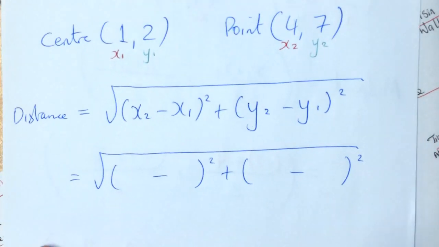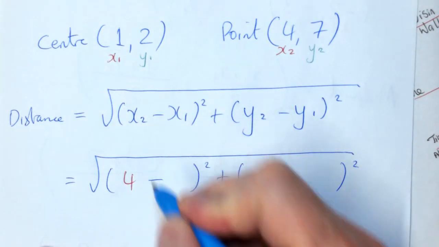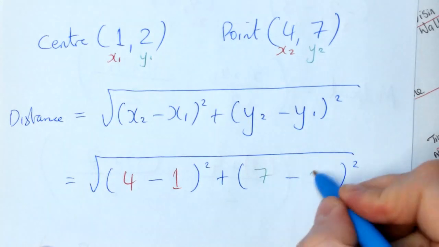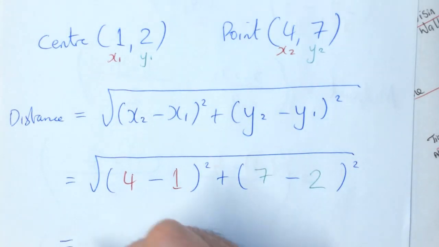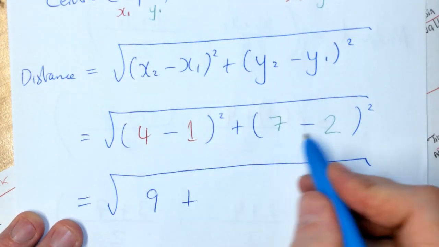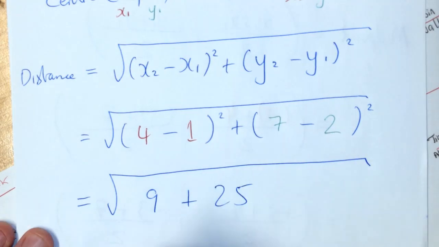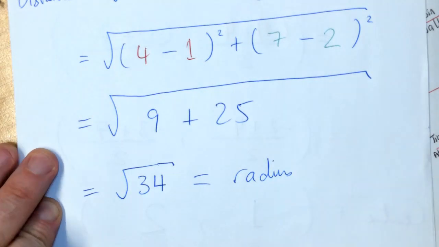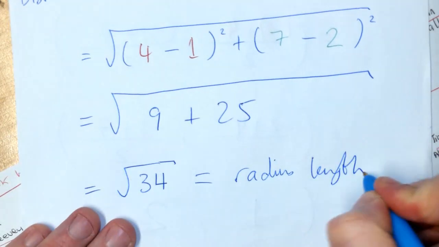Filling in, x2 is 4, x1 is 1, y2 is 7, y1 is 2. When we tidy this up, 4 minus 1 is 3, 3 squared is 9, 7 minus 2 is 5, 5 squared is 25, so the square root of 9 plus 25, which is the square root of 34. That is our radius length. So our radius length is square root of 34.